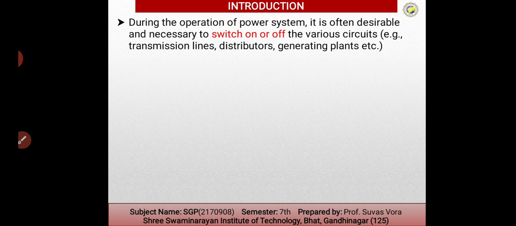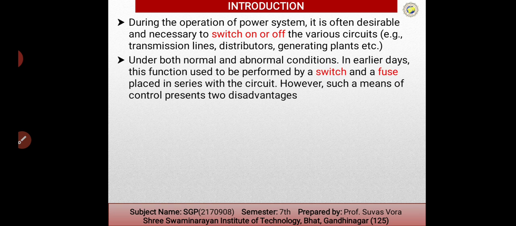So the physics of arc phenomenon means during the operation of the power system, it is often desirable and necessary to switch on and switch off the various circuits, for example, the transmission lines and distributors and generating plants, etc. Under both normal and abnormal conditions, in earlier days we used a switch and a fuse placed in series with the circuit. However, such means of control present disadvantages.